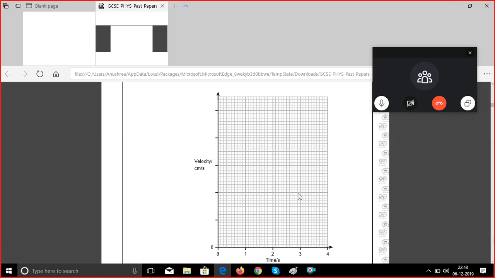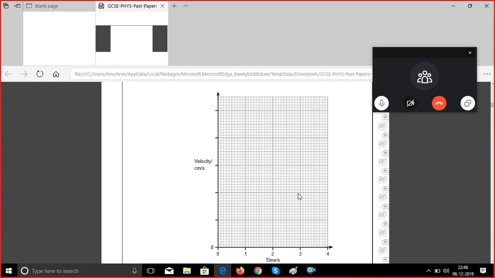So the final velocity was 0, and the initial velocity was 24. So the graph needs to go up to 24. So you have 2 points. One is (0, 24) and one is (4, 0). These are 2 coordinates. Locate these 2 coordinates and join them together.